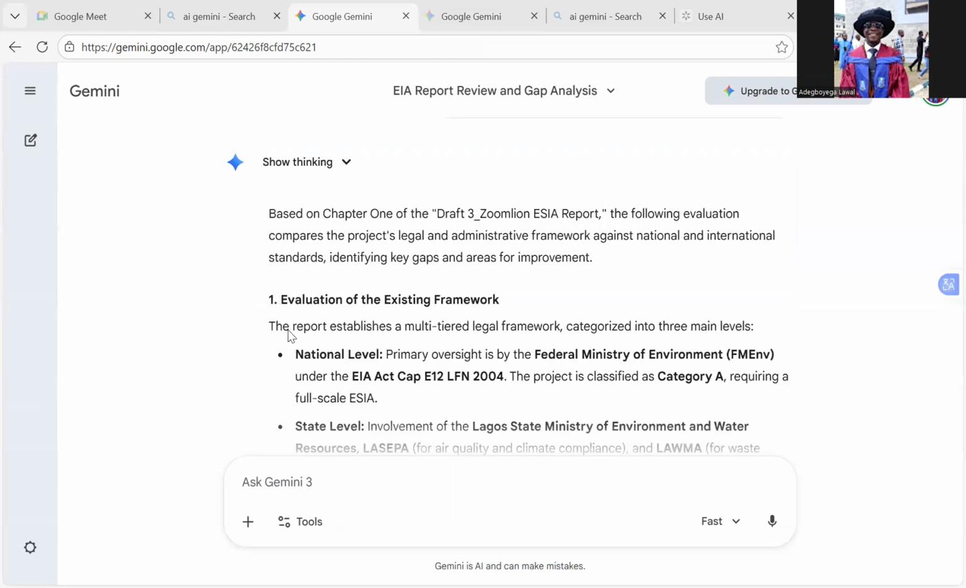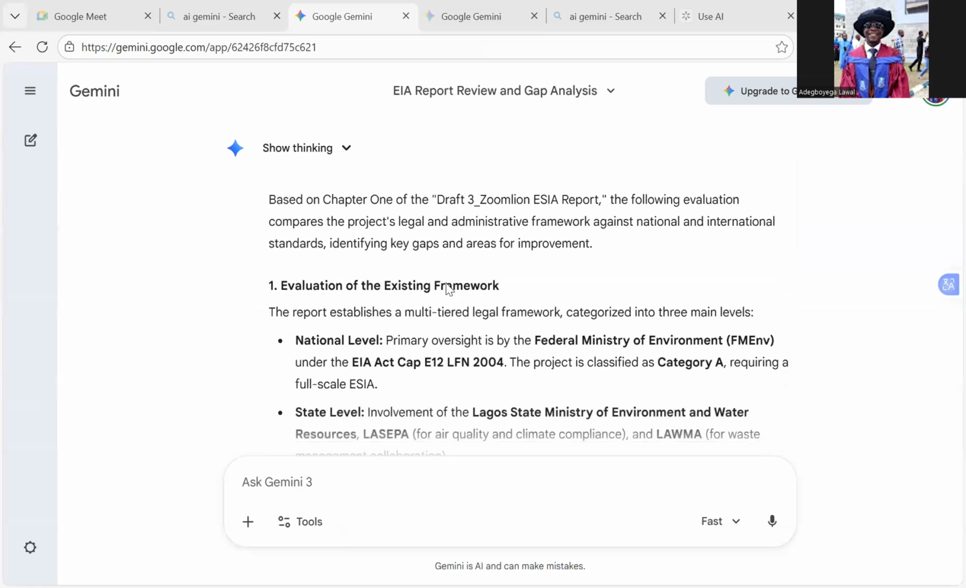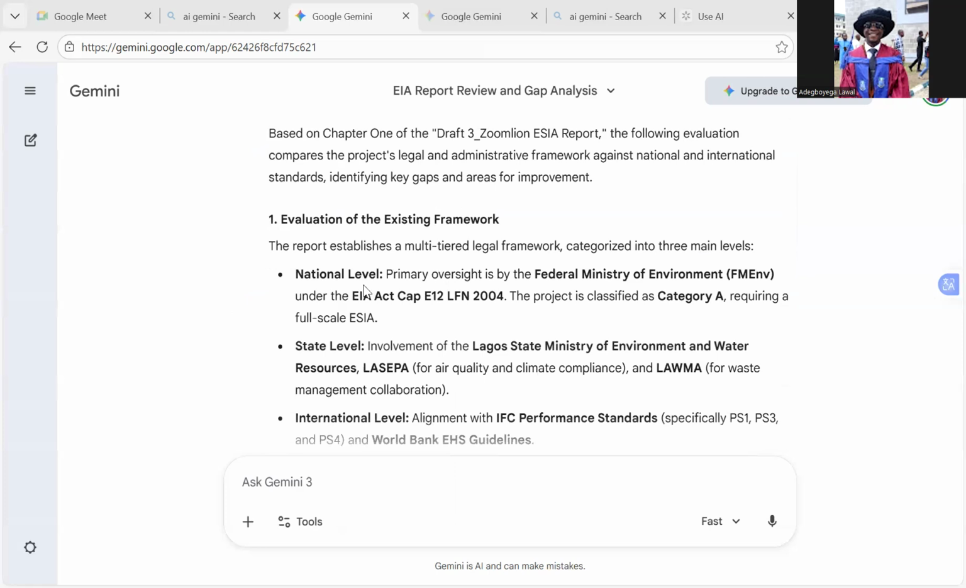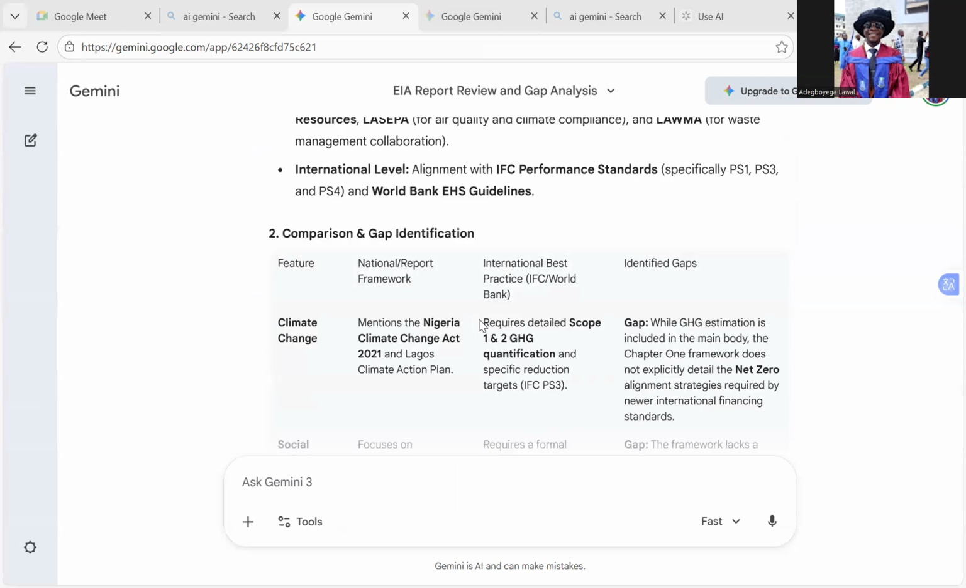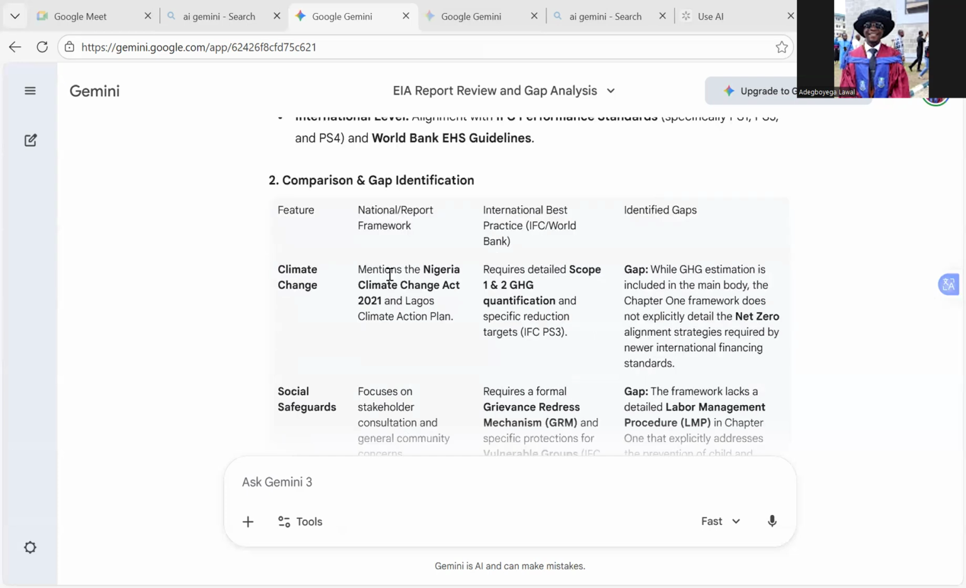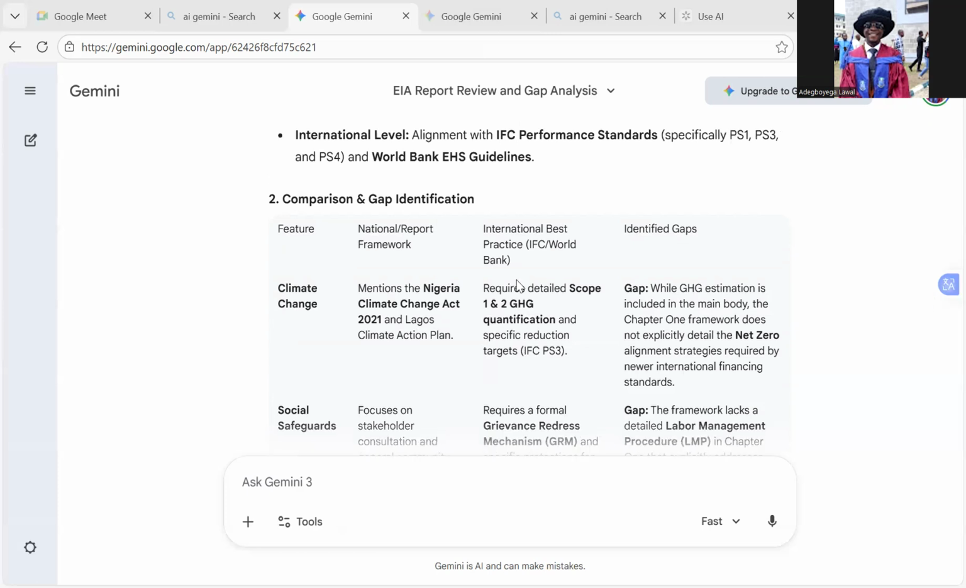So the report established a multi-tiered legal framework characterized into 3 levels. This is an evaluation of what is there, covering the national, the state, and international legal framework. Now, comparison and identification of the gaps. In terms of climate change, the report mentioned the Nigerian Climate Change Act of 2021 and a Lagos Climate Action Plan. Wow, it is nice to know that Lagos has a climate action plan. Internationally, it talked about the IFC, World Bank, Scope 1 and 2 GHG contribution, and specific reduction targets.